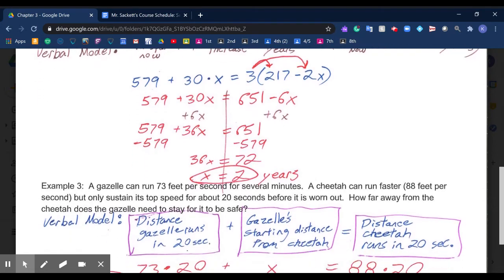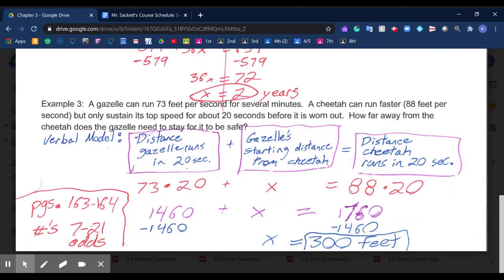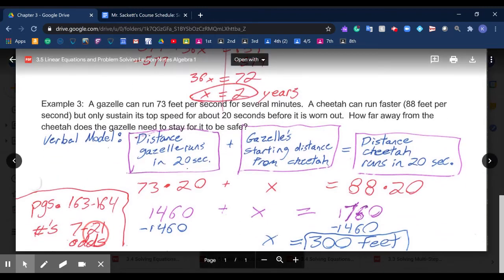Now, we're going to look at example 3 and then go back to example 1. Ignore this down in the bottom left. That's for a different class.